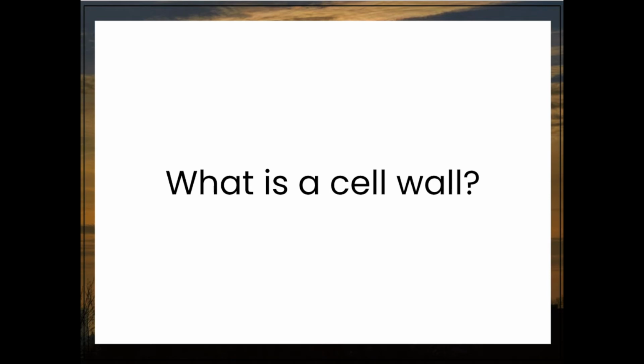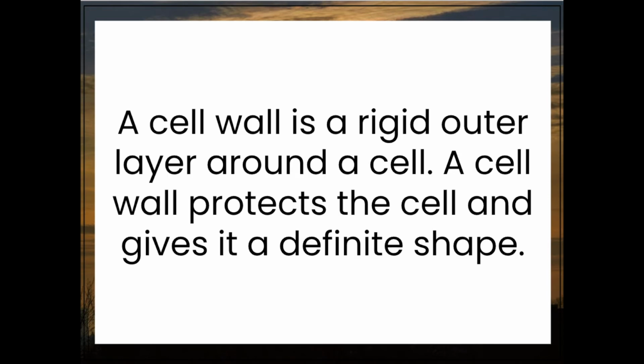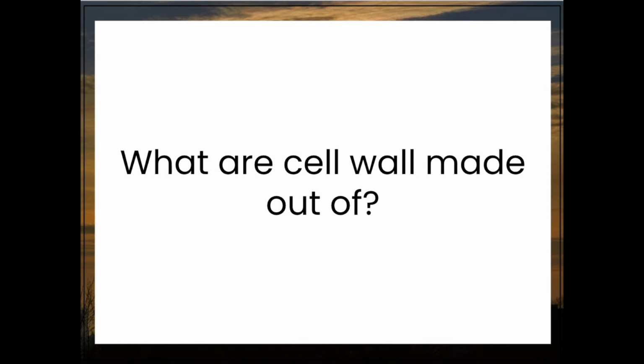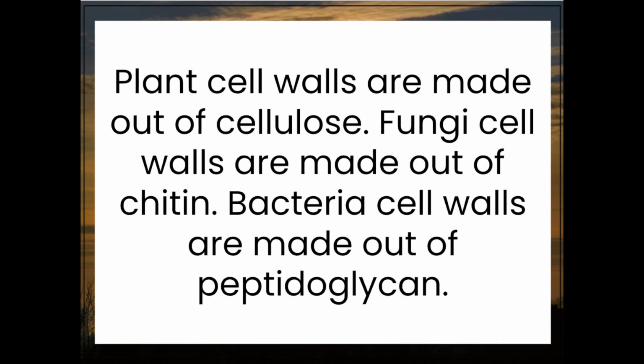What is a cell wall? A cell wall is a rigid outer layer around a cell. A cell wall protects the cell and gives it a definite shape. What are cell walls made out of? Plant cell walls are made out of cellulose. Fungi cell walls are made out of chitin. Bacteria cell walls are made out of peptidoglycan.